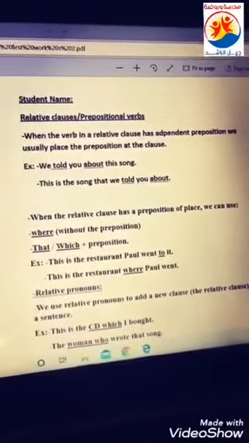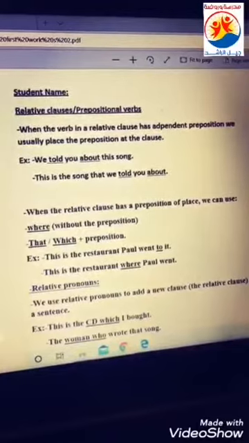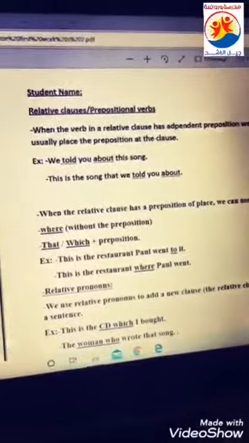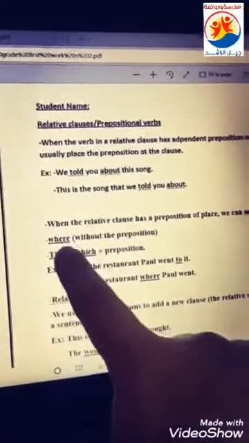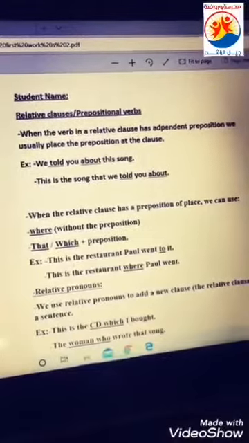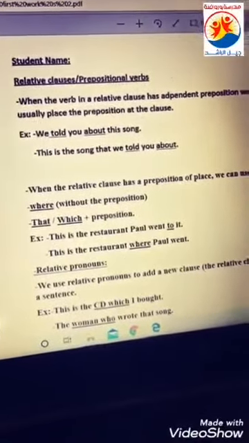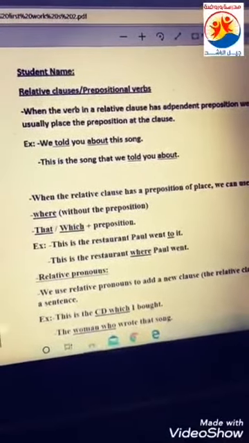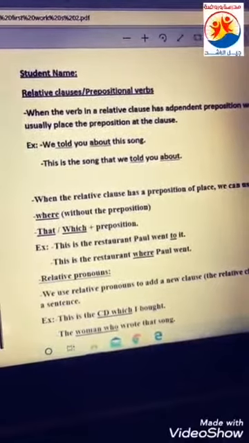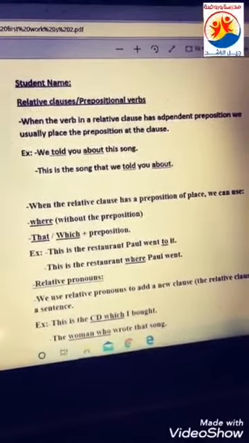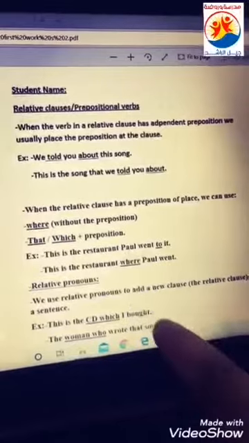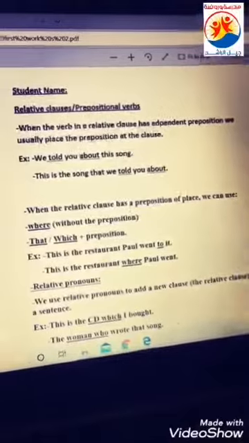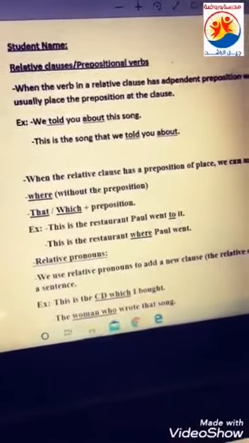And when the relative clause has a preposition of place, when we talk about place, okay, we use where, or that or which plus preposition. Just like an example: This is a restaurant Paul went to. So, this is the restaurant where Paul went. Here we used where. Why? Because we are talking about a restaurant and this is a place. Okay.